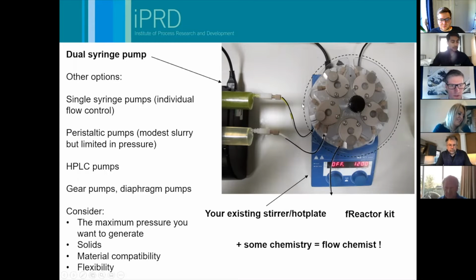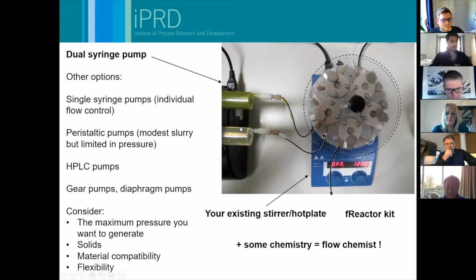So just from a physical perspective, what we have on the left-hand side here is our dual syringe pump. You have a choice of how you want to pump, and the way we've tried to design the fReactor is to make it as flexible for people as it can be, okay, without becoming too difficult. To use a fReactor unit, this is the fReactor shown in the dotted circle, you attach a pump. So we're using a dual syringe pump. We often use single syringe pumps, and then you can control the ratio of the flows independently.